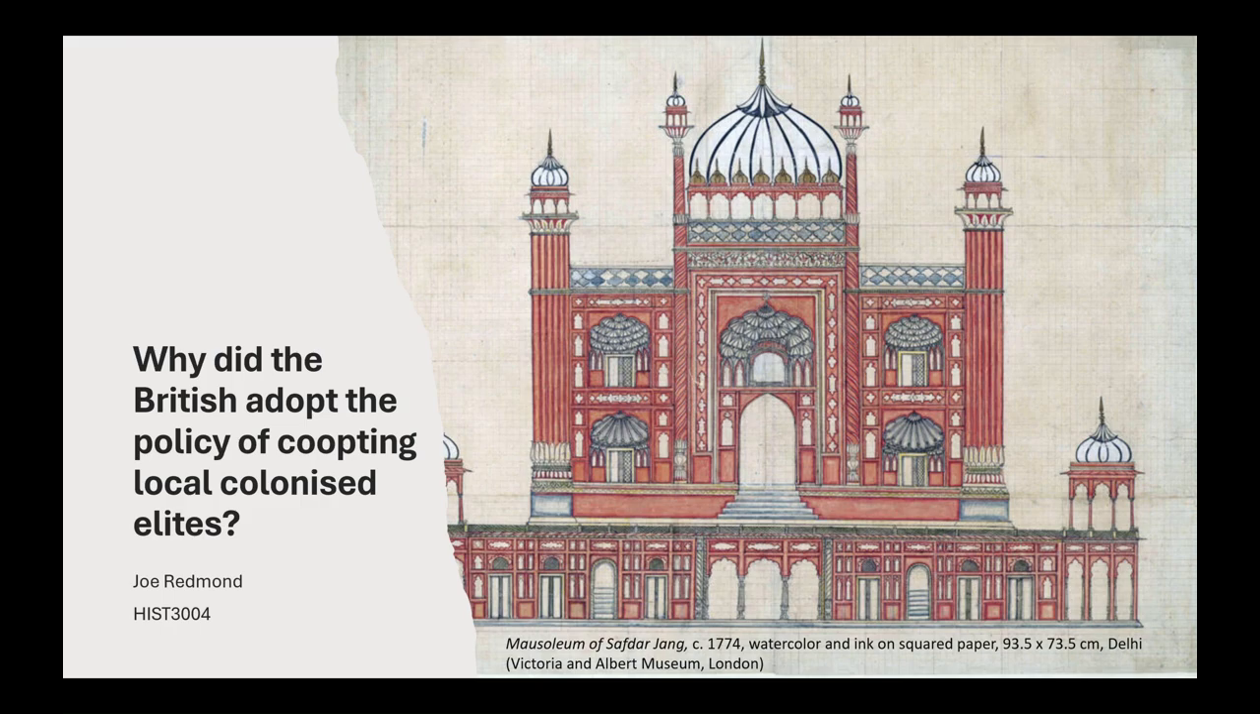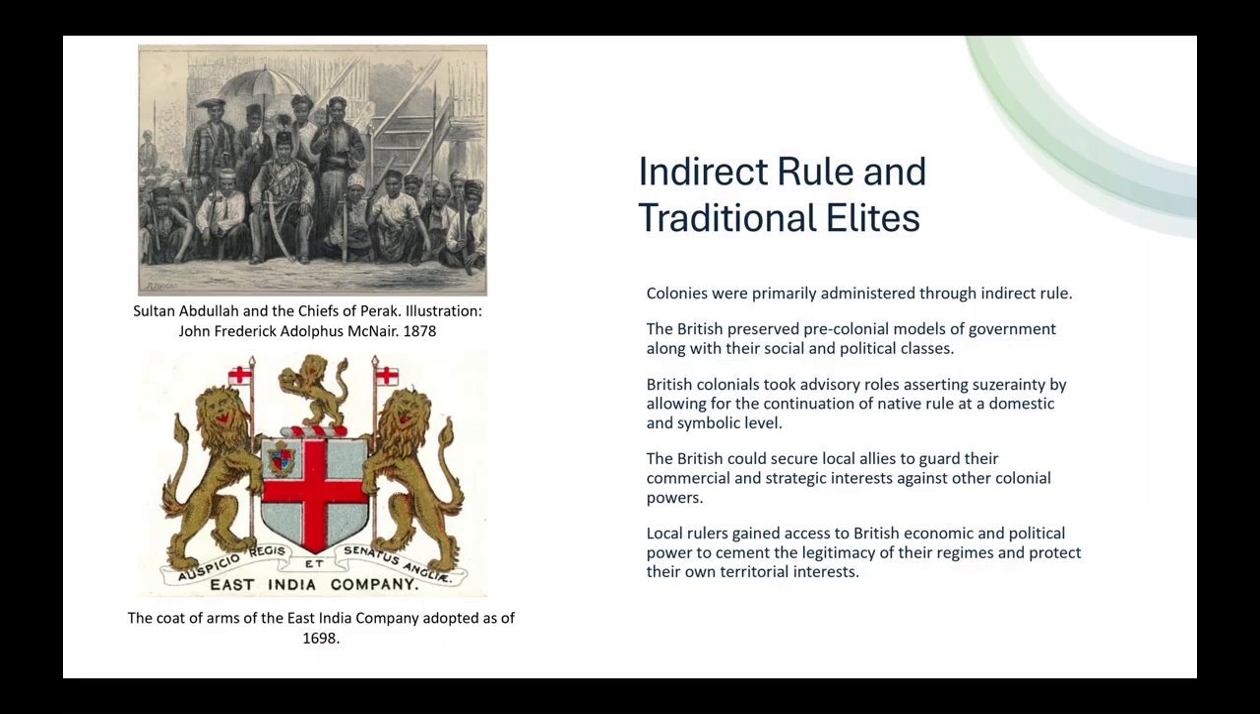Why did the British adopt the policy of co-opting local colonized elites? Imperial rule, according to Robinson, is only possible to the extent that foreign power is translated into indigenous terms of political economy. The British utilized indirect rule as a form of political control of their distant colonies, ruling through local leaders and the existing pre-colonial hierarchical structures.